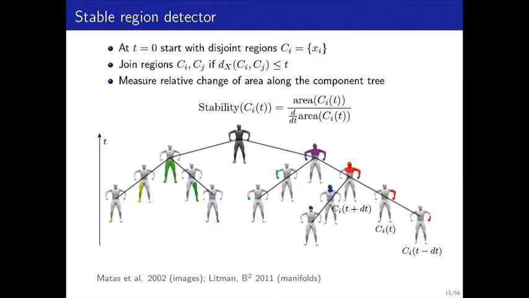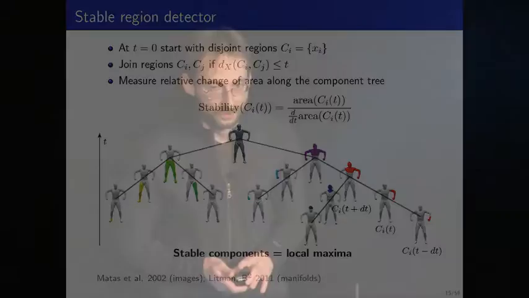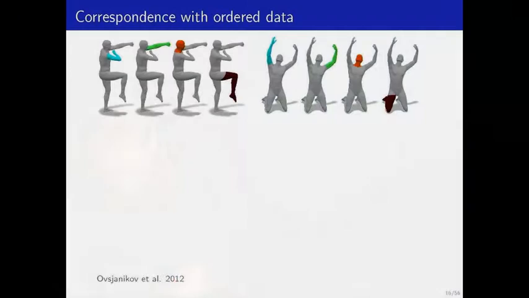of these clusters changes as a function of this parameter t, you'll see that for some clusters it will change less, for some it will change more. So we can define the stability criterion as the ratio of the area over the derivative of the area. The local extrema of this criterion will be the stable components. It's exactly like MSER works for images, just done intrinsically on the shapes. So with this algorithm, we can detect these blobs in our shapes.